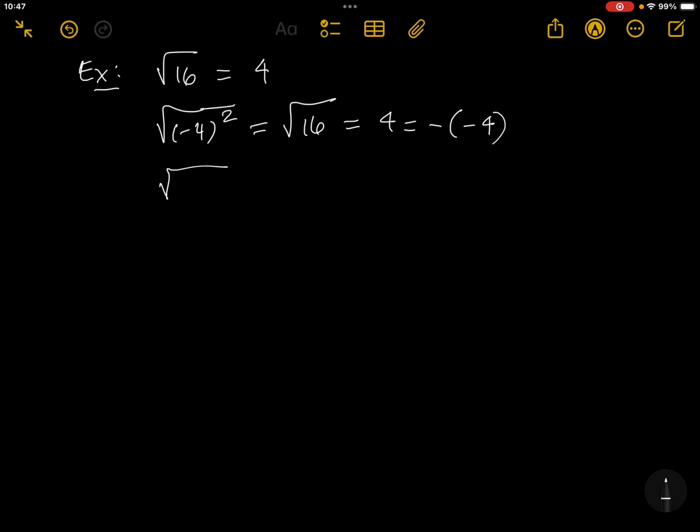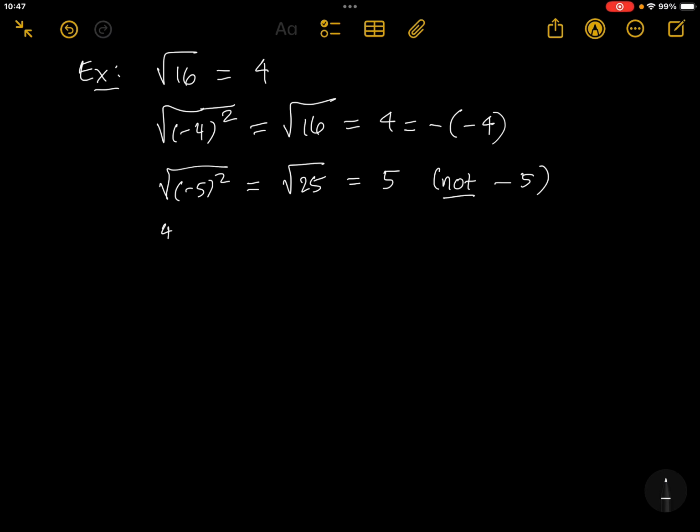Similarly, if you have negative 5 and then square it and take the square root, this is the square root of 25 because negative 5 quantity squared is 25. The square root of 25 is 5. And I just want to emphasize that it's not negative 5.